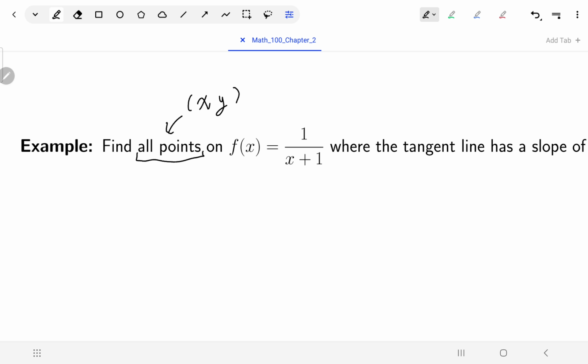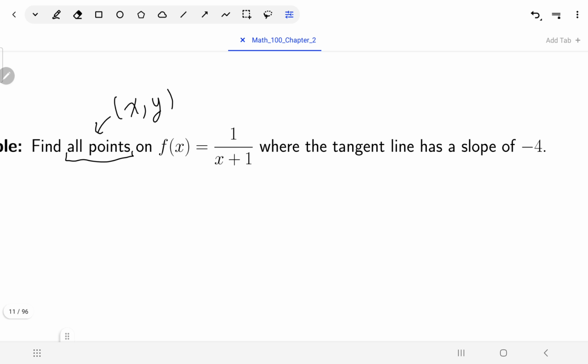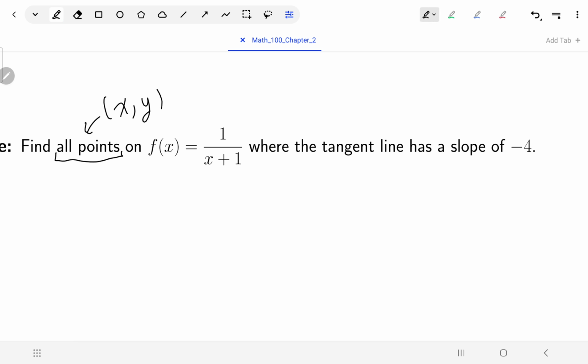So if you just say there's a tangent line of -4 at this x value and that x value, that's part of the answer, but I want to know what is the point that's on my function, so I want to know the x and the y coordinate. The second thing is we want the tangent line to have a slope of -4. And I know that the slope of my tangent line is the same thing as my derivative evaluated at a particular point. So in other words, what am I looking for? I want to know when is f prime, when is my derivative equal to -4?